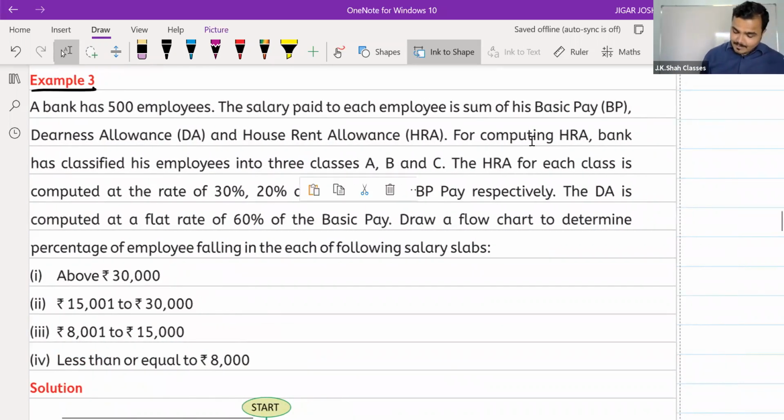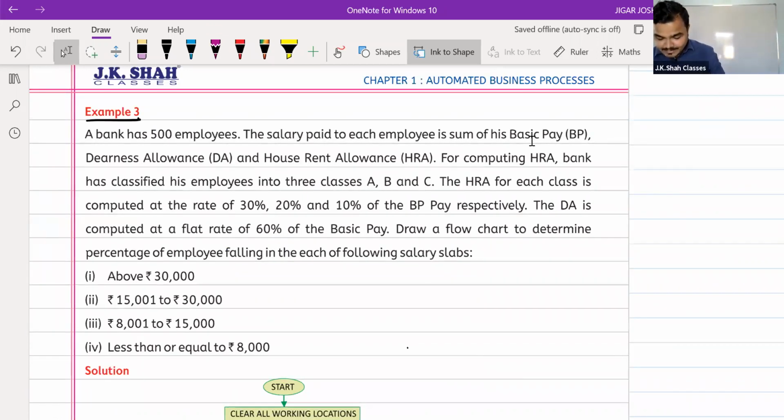Now, please remember that example number 3 is again a very simple question. But yes, in one single statement, they have changed the entire mood of the question, directly for an 8 marks question. So I request everyone to please listen to the question very carefully.